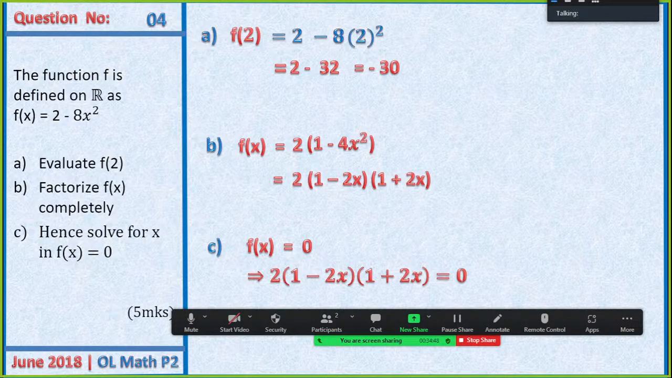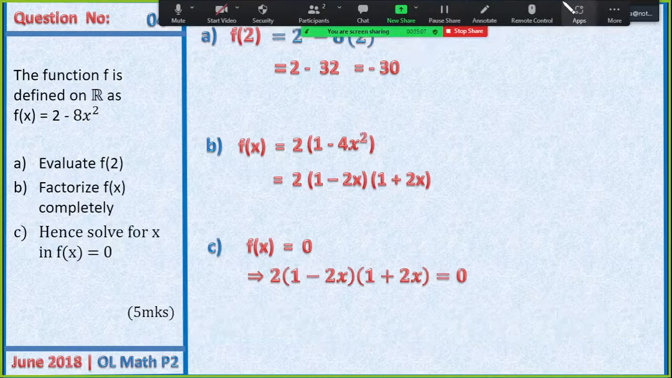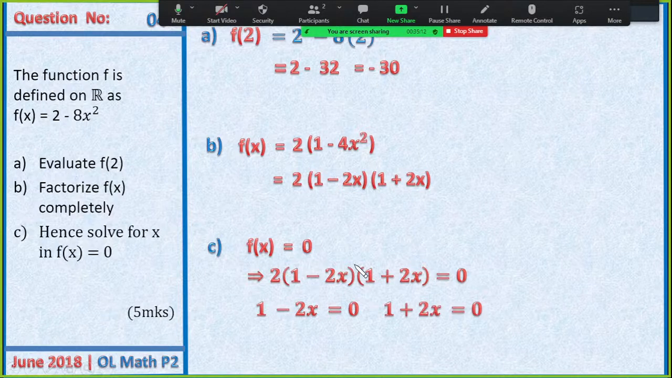So when you have this type of equation, either the first is equal to 0 or the second is equal to 0. So what I mean is either 1 minus 2x equals 0 or 1 plus 2x equals 0. And solving for x, you have x equals a half or x equals negative a half.